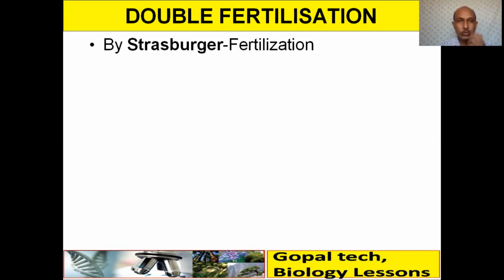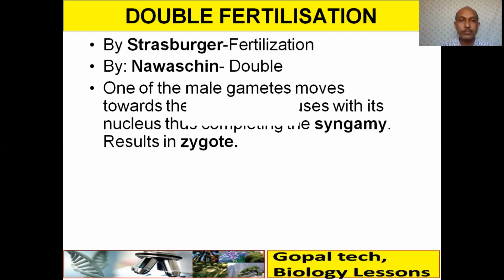fertilization. So in angiosperms, double fertilization is the characteristic. Fertilization was first coined by Strasburger. Now Nawaschin coined the double fertilization. He discovered the double fertilization in plants. One of the male gametes moves towards the egg cell and fuses with its nucleus, that is the egg nucleus, thus completing the syngamy. The result is formation of zygote.